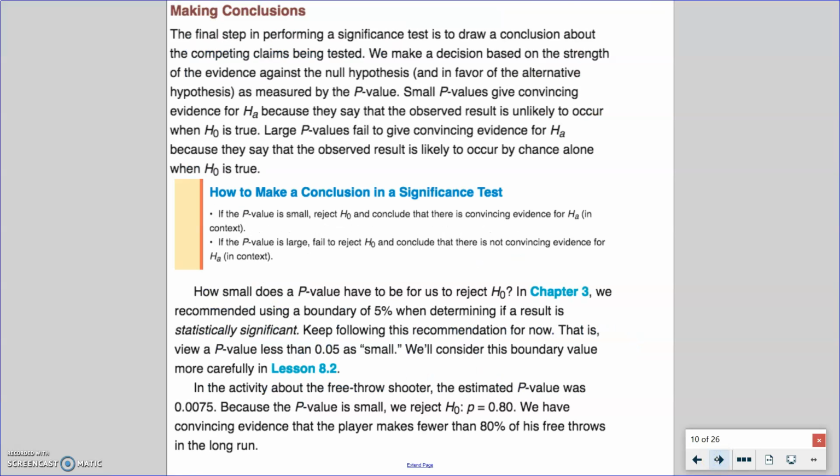So here's how we make a conclusion based on that. If the p-value is small, we reject the null hypothesis.